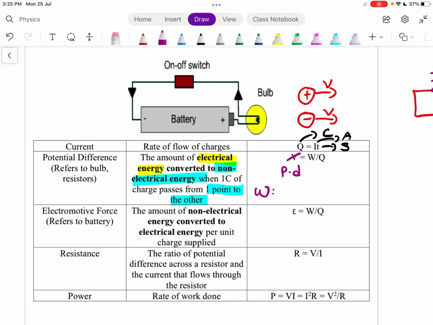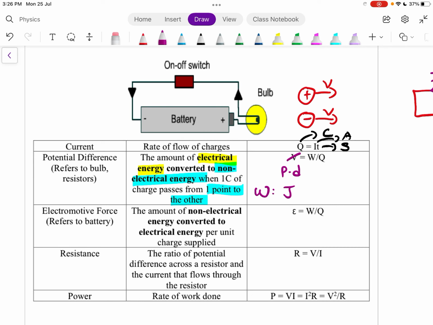For the example of a bulb, what is the energy change in the light bulb? It is electrical energy to light and heat energy. That is the meaning of work done in this particular case. Work done is in terms of joules. Q is the charge. So potential difference is equal to W divided by Q.